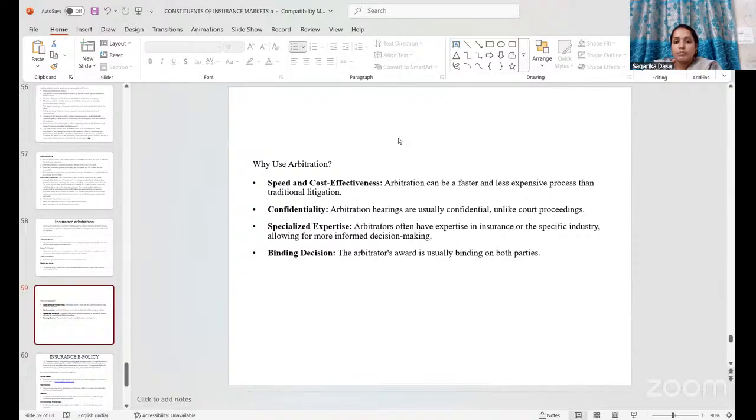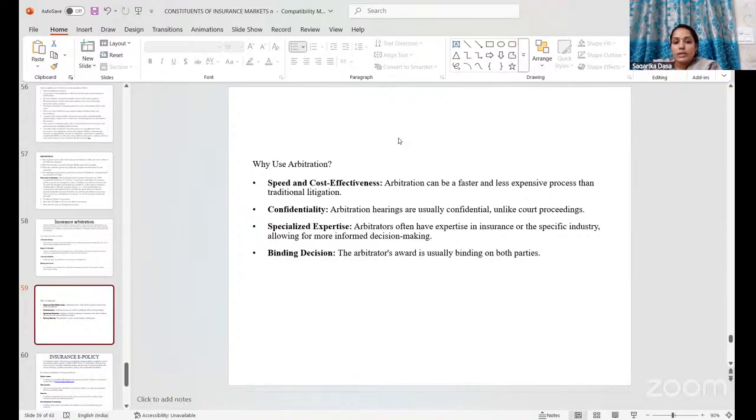Specialized expertise. Arbitrators often have expertise in insurance or a specific industry, allowing for more informed decision making. Because when the arbitrator is dealing with complaints related to the insurance sector, he should have maximum, expert knowledge in the field of the insurance industry. Then whatever decisions he provides will be up to the mark, acceptable and satisfactory to both parties. Hence, the arbitrator possesses specialized expertise.